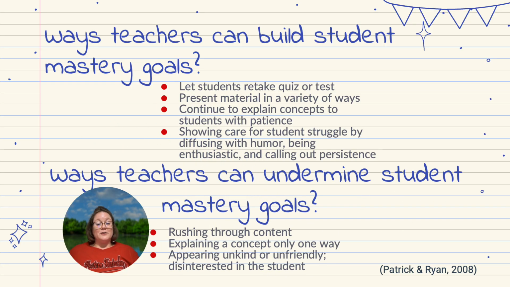And conversely, what are some ways that teachers can undermine student mastery goals? Well, the research also showed this. It showed that appearing unkind or unfriendly, disinterested in the student, or annoyed were things the students picked up on. And also, if a teacher was rushing through the content, not wanting to take time to explain different ideas in different ways, students picked up on this and it conveyed a sense of disinterest to the student.